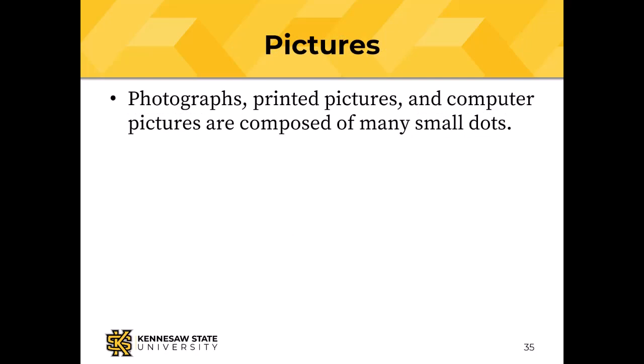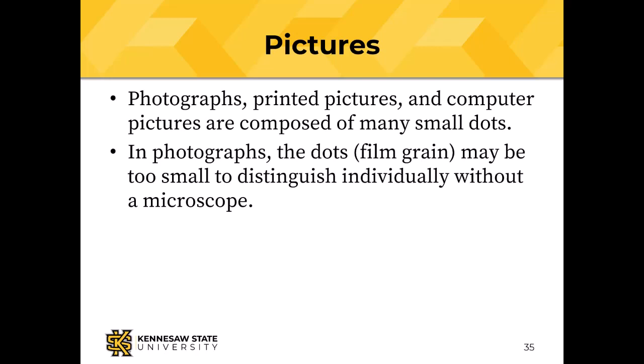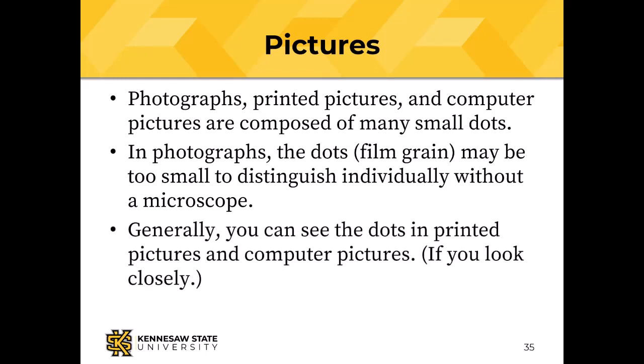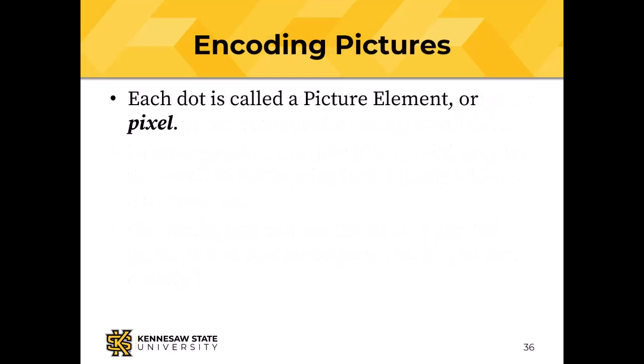If you look closely at a computer screen, you'll see that the image is composed of many tiny colored dots. Photographs are also composed of many tiny dots, and so are printed pictures. In photographs, those dots, called film grain, may be too small to distinguish without a microscope. Generally, you can see the dots in printed pictures, and you can see them in computer pictures if you look closely. Each of those dots is called a picture element or pixel. You might see the word PEL, P-E-L, used to represent picture element as well.